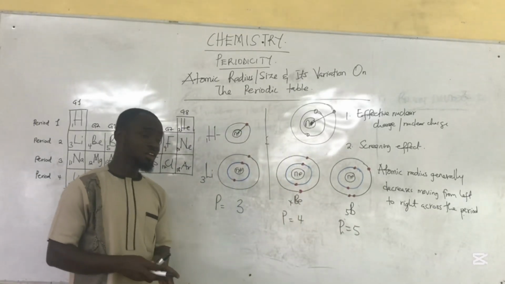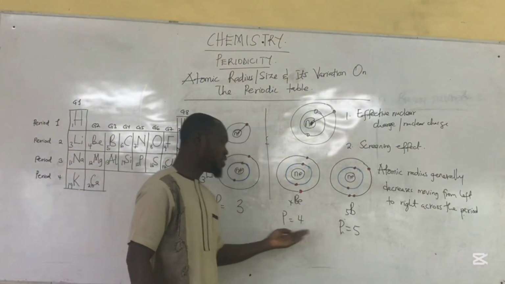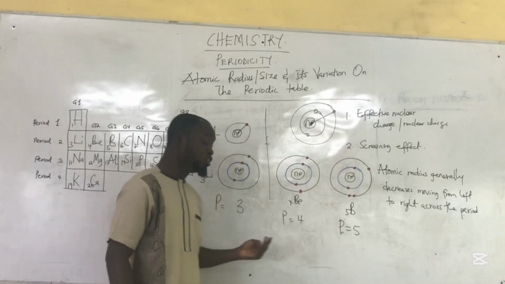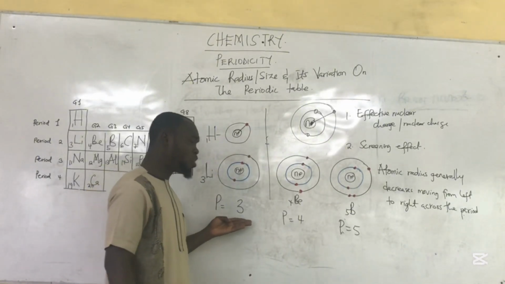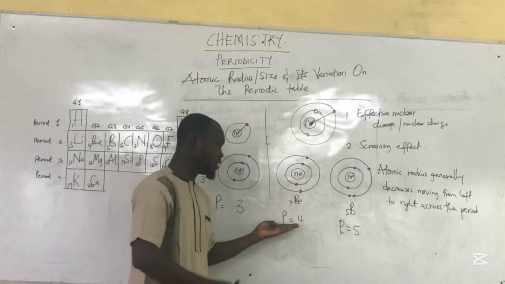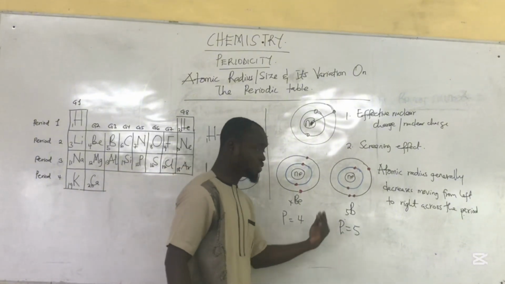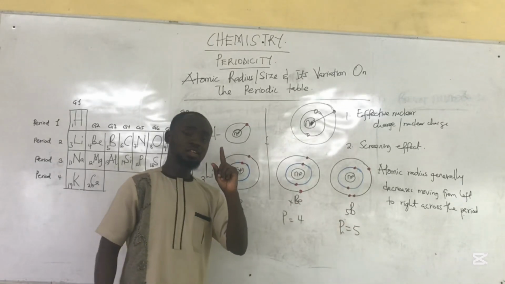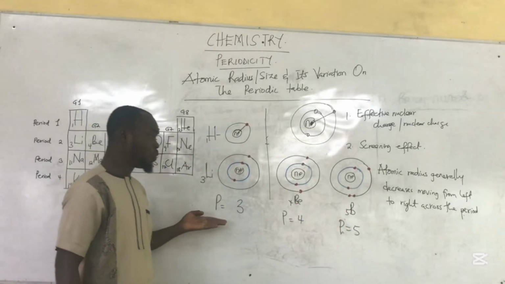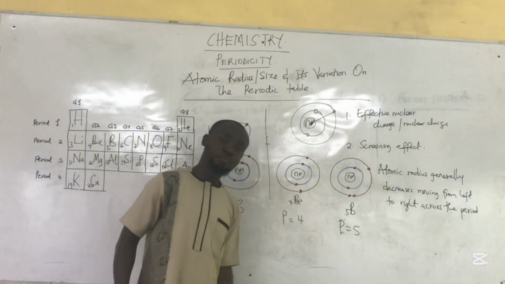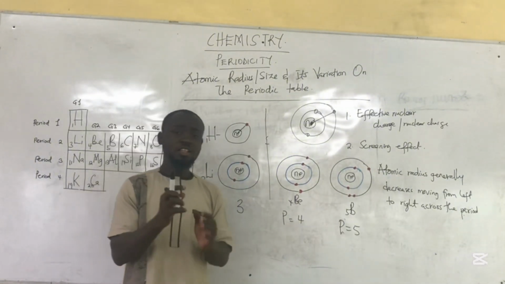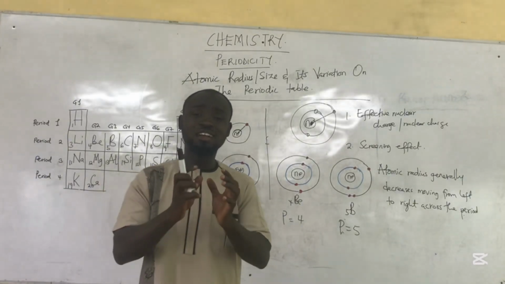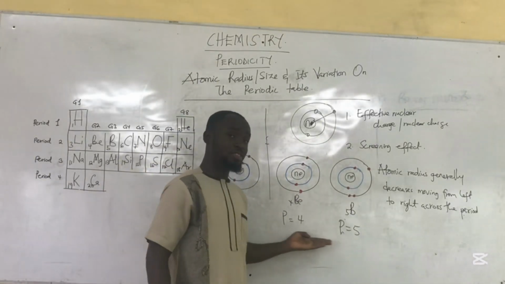So basically, once you're moving across the period, there is an increase in number of protons per each atom. So here we have 3 protons, but once you move on to the next element across the same period, we have 4 protons, 5 protons. There's going to be an increase in 6, 7, 8, 9 to 10. So there is an increase in number of protons moving across the period. What is the implication of this? The increase in number of protons simply implies that there is increase in nuclear attraction moving across the period.